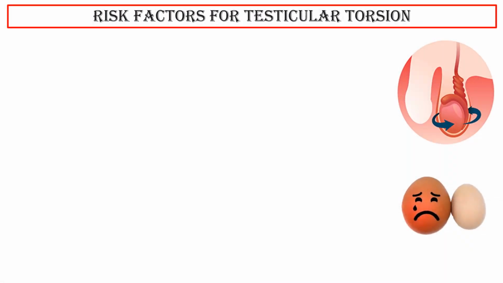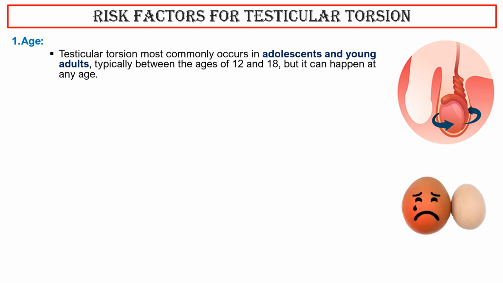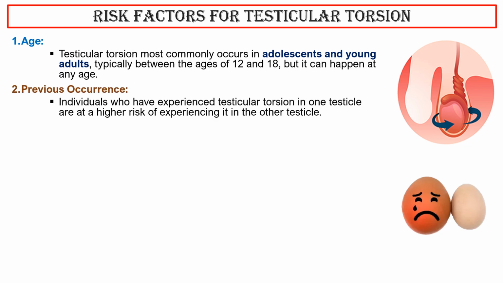Risk factors for testicular torsion. Age. Testicular torsion most commonly occurs in adolescents and young adults, typically between the ages of 12 and 18, but it can happen at any age. Previous occurrence. Individuals who have experienced testicular torsion in one testicle are at a higher risk of experiencing it in the other testicle. Family history.